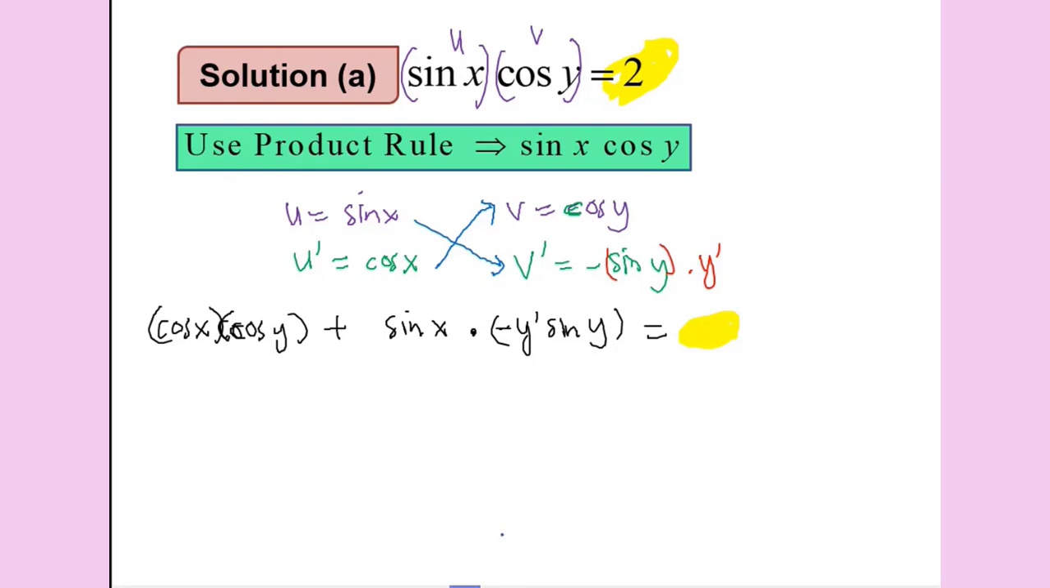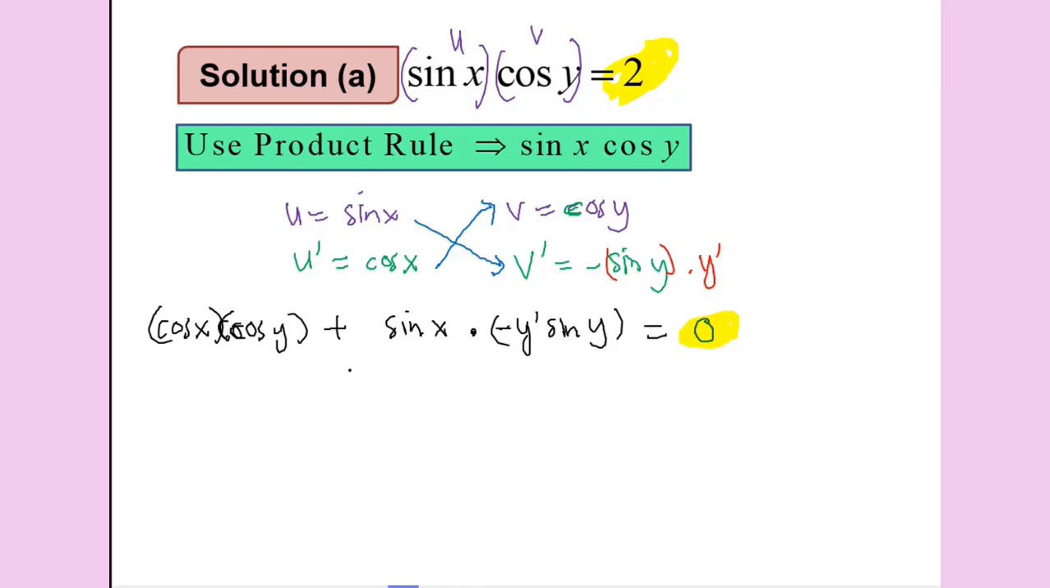Differentiate, what do we get? Differentiate the constant: 3, 4, 5, 6, 7, 1. What do we get? 0. Differentiate the constant. So the aim is to find y prime.